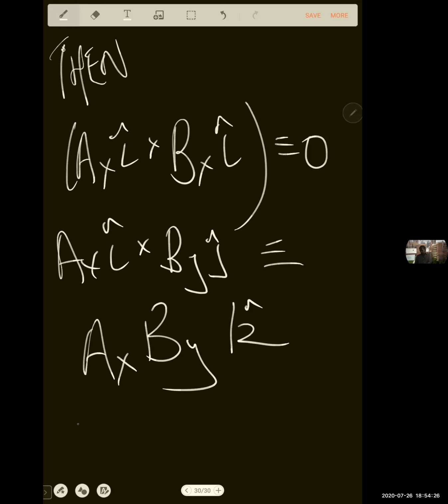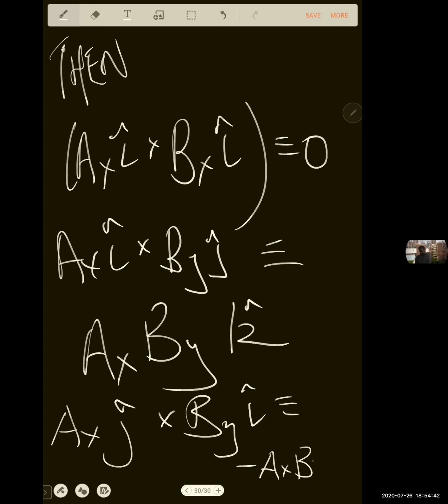If I had something like ax j hat cross by i hat, if I went backwards, in other words, then I would say that the answer is negative ax by k hat. You see what I'm saying? But the answer to a cross product has to be a vector, so it has to have direction. There's no simpler, faster, more direct way to express direction than with a unit vector. That's why we're using them.